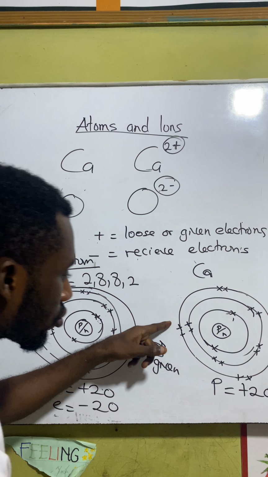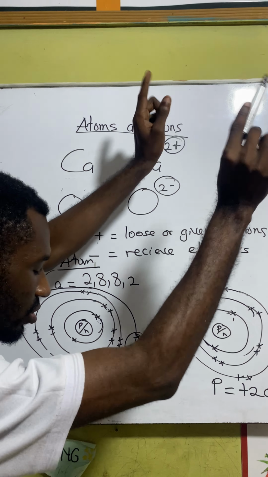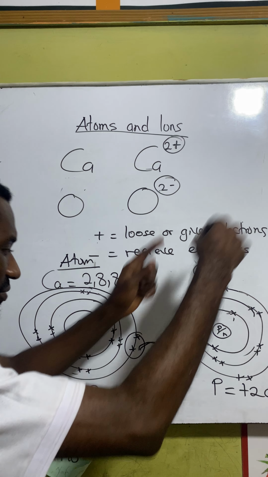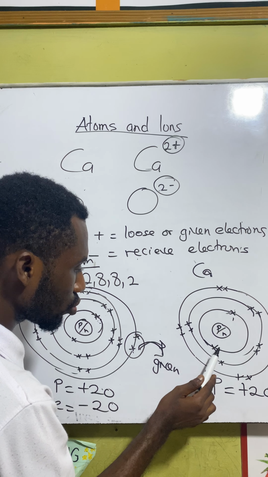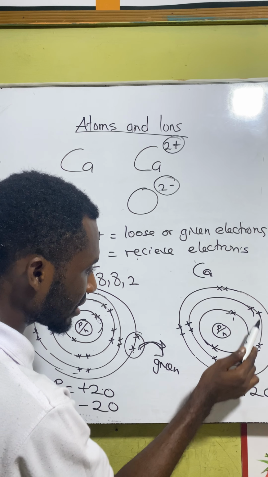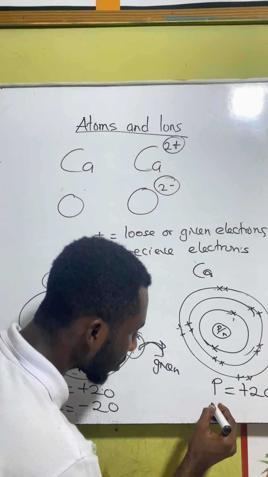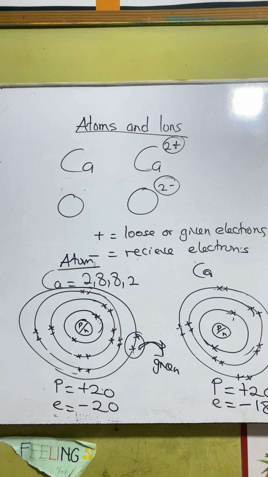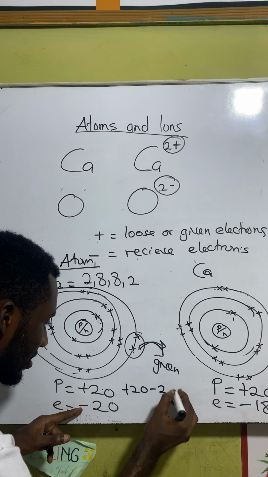Now, the electrons have given out 2, so the electrons are not going to be the same. Let's see: 1, 2, 3, 4, 5, 6, 7, 8, 9, 10, 11, 12, 13, 14, 15, 16, 17, 18. So now the electrons are 18, which we know are negatively charged. Now let's do the mathematics and see something. Positive 20 minus 20 here will give you what?